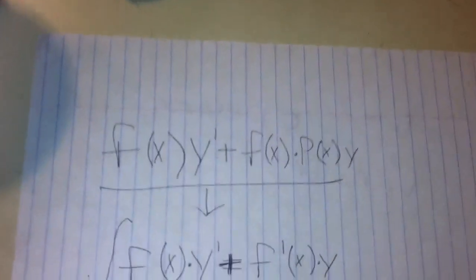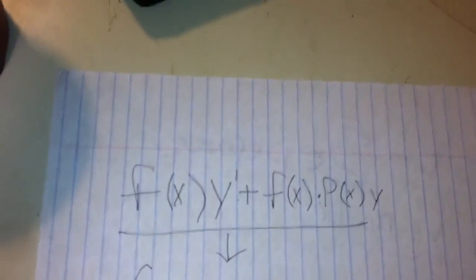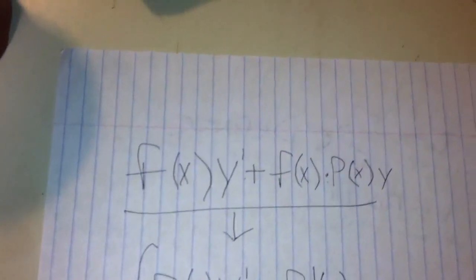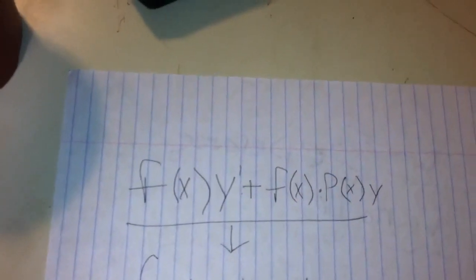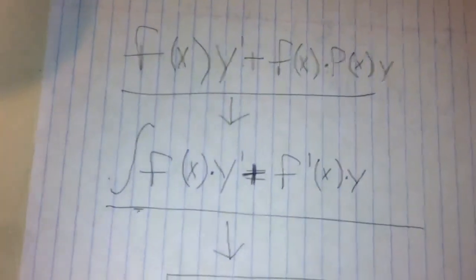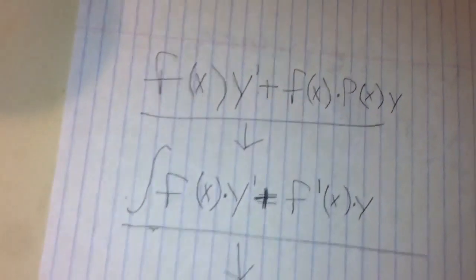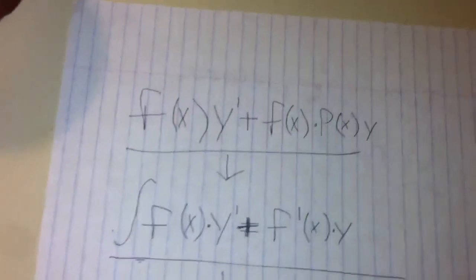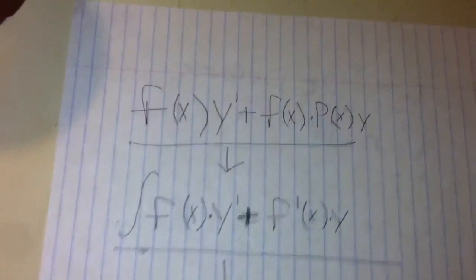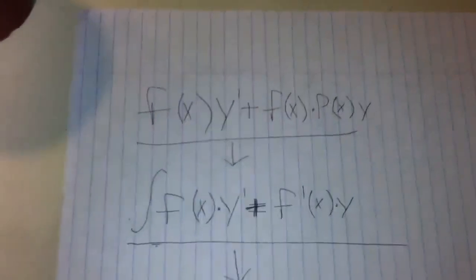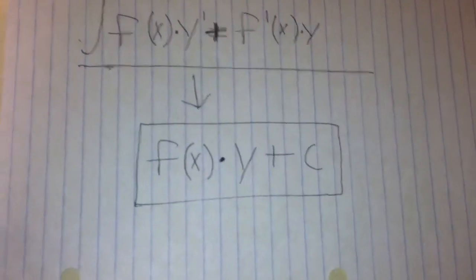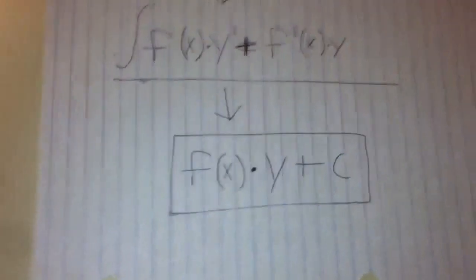If we were to multiply this f of x I'm talking about into the equation, we would have f of x y prime plus f of x times p of x y. That converts to f of x times y prime plus f prime of x times y. And if we take the integral of that, that's a perfect reverse product rule, and we would end up with just f of x times y plus c. Plus c, of course, because we're integrating.